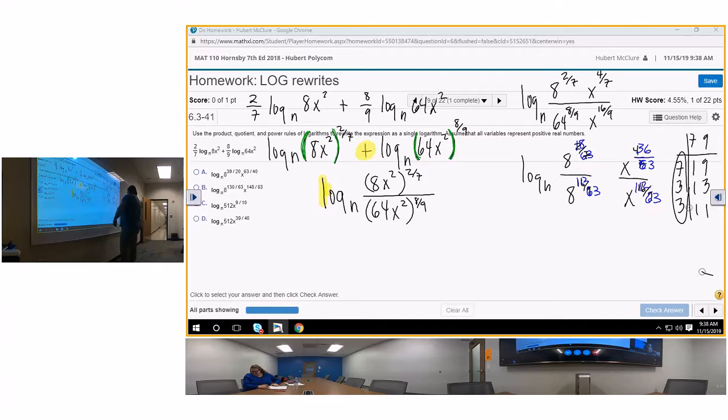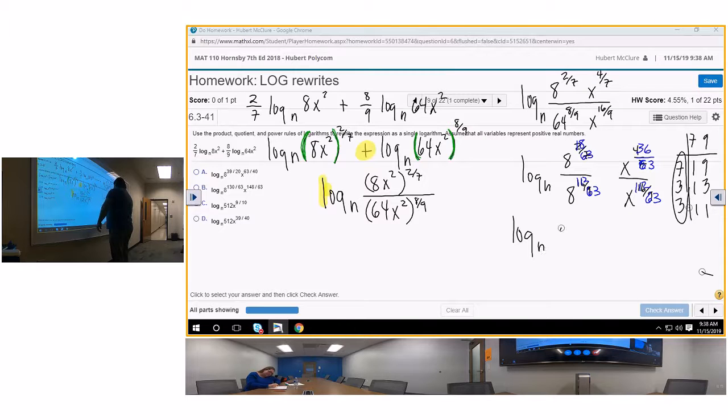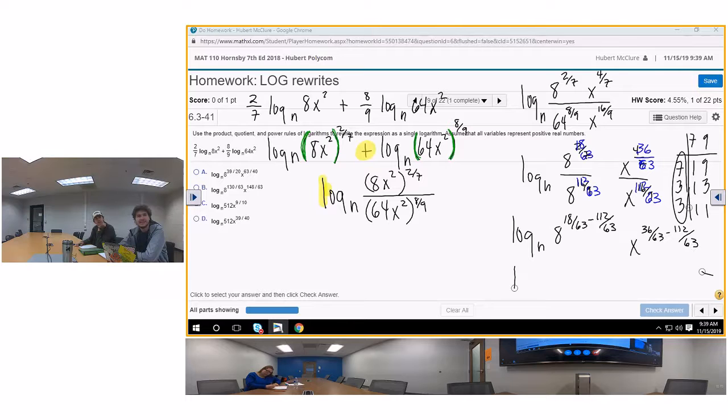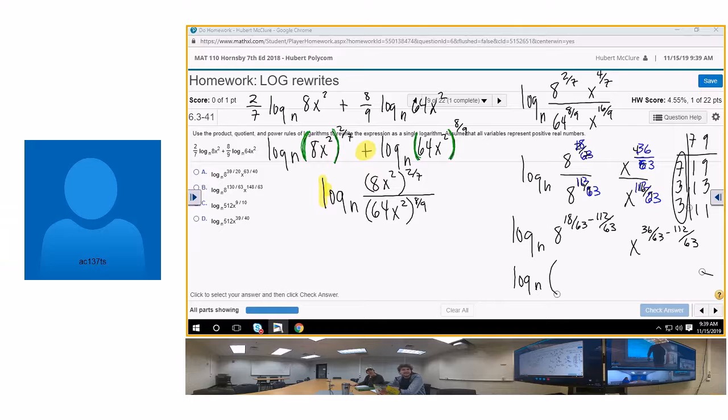All right. So here we go. We got log base n of 8 to the 18 over 63 minus 112 over 63, and x to the 36 over 63 minus 112 over 63. Now somebody tell me what 18 minus 112 is. Use your calculator.